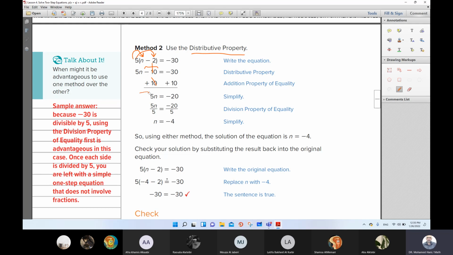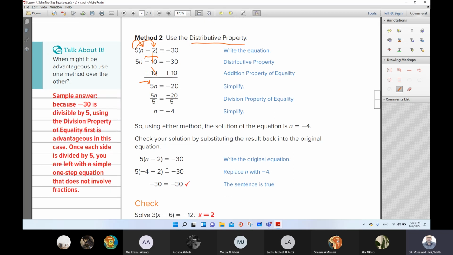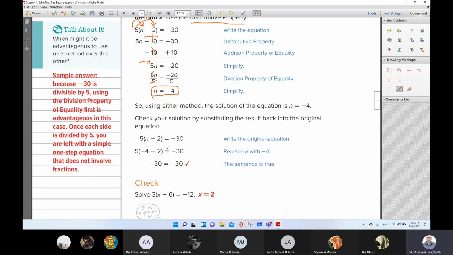Then we want to remove the coefficient 5. So you can divide the two sides of this equation by 5. 5n divided by 5 equal negative 20 divided by 5. So 5 divided by 5 equal 1. 1n means n, and negative 20 divided by 5 will be negative 4. So the solution of this equation will be negative 4.